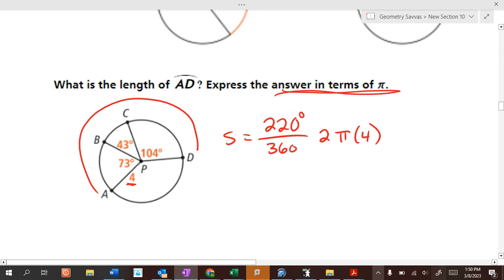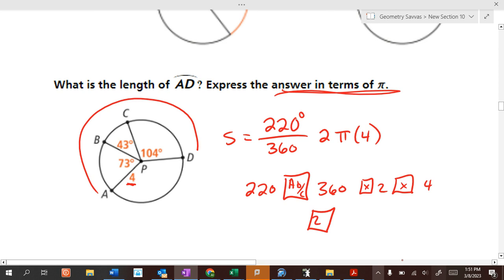And let's say the computer says write as a fraction or a whole number. Then what are you going to do? Well, you've got to tell your calculator to write it as a fraction. So instead of doing the divided by, you're going to hit 220 and then your A B over C button, your fraction button, and then 360, and then times 2 times 4, and it's going to give you a mixed number, right? So then you're going to push second and then A B over C, and then it'll give you an improper fraction.